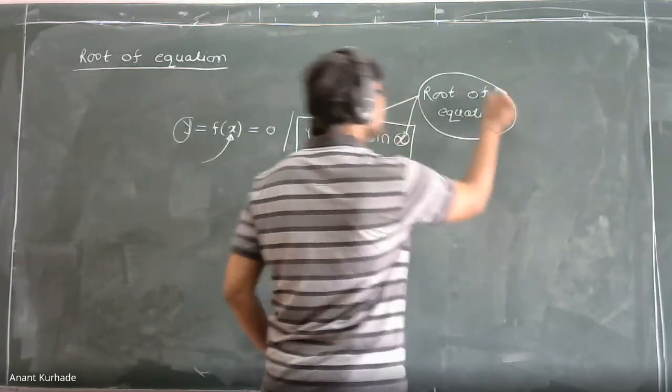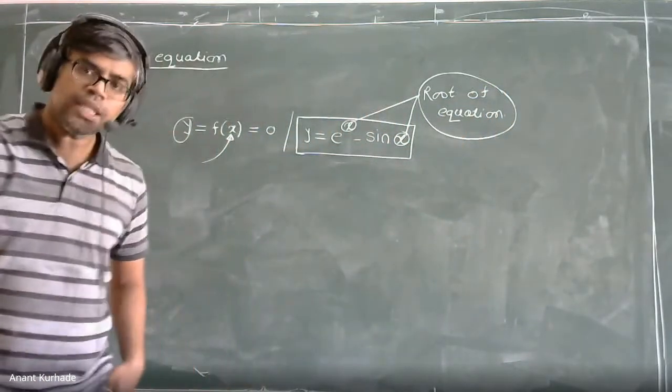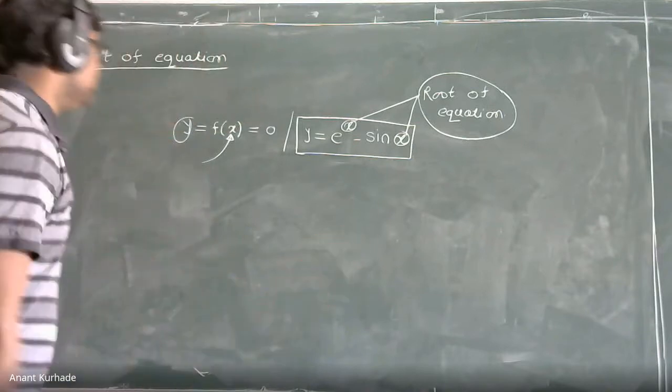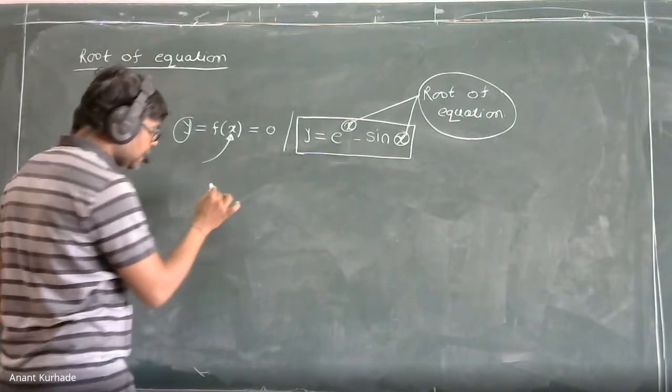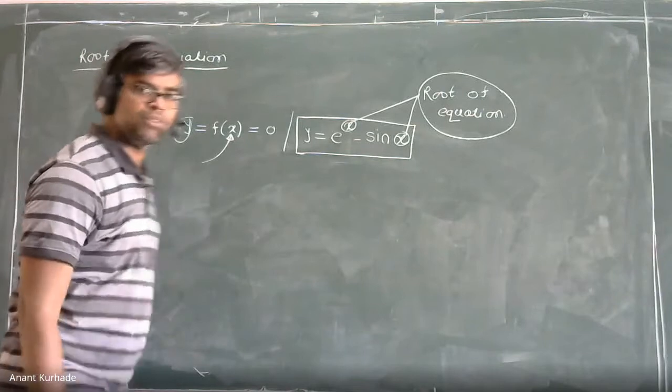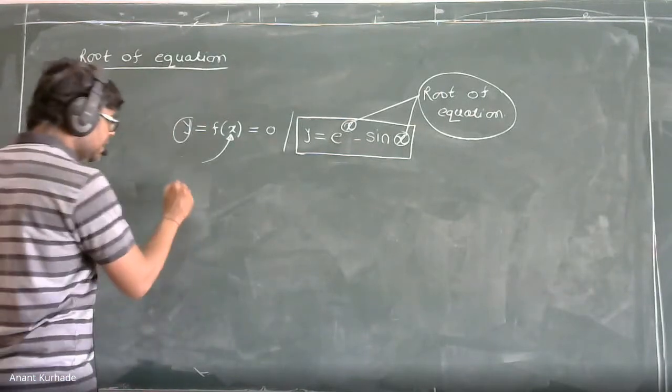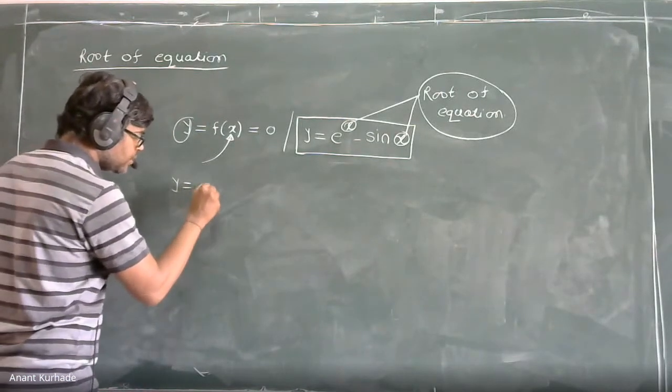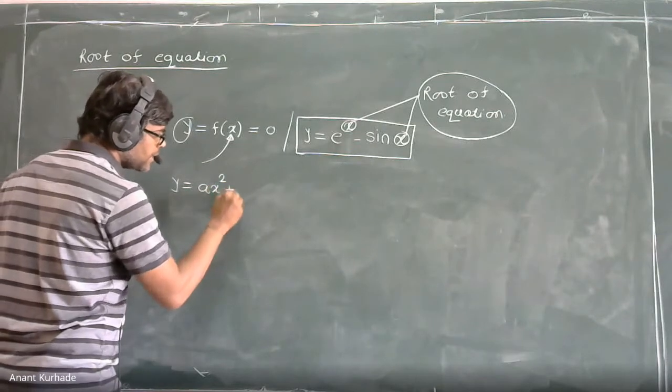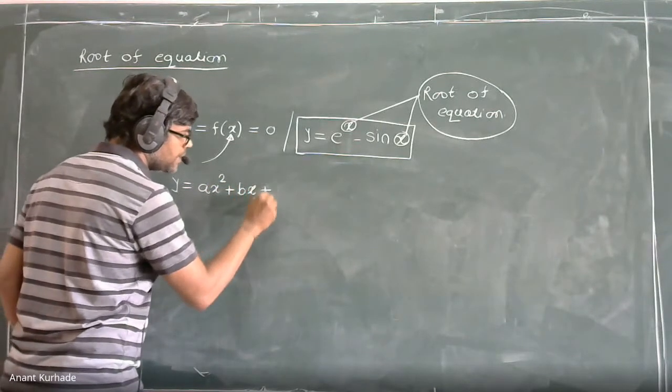So there are two methods. Under the methods, there are 7 to 8 methods. Okay, so there should be two methods. On C, by the standard formula, we can easily solve this. Y is equal to ax square plus bx plus c.